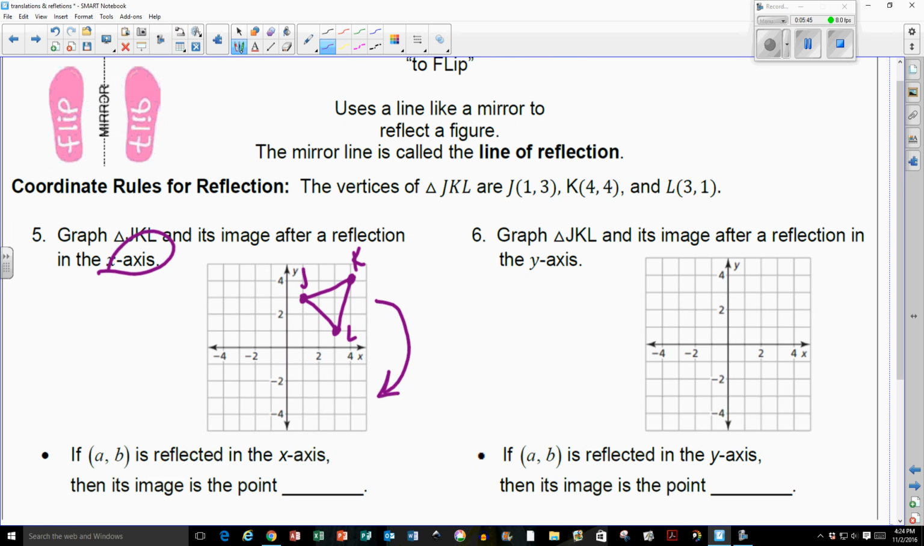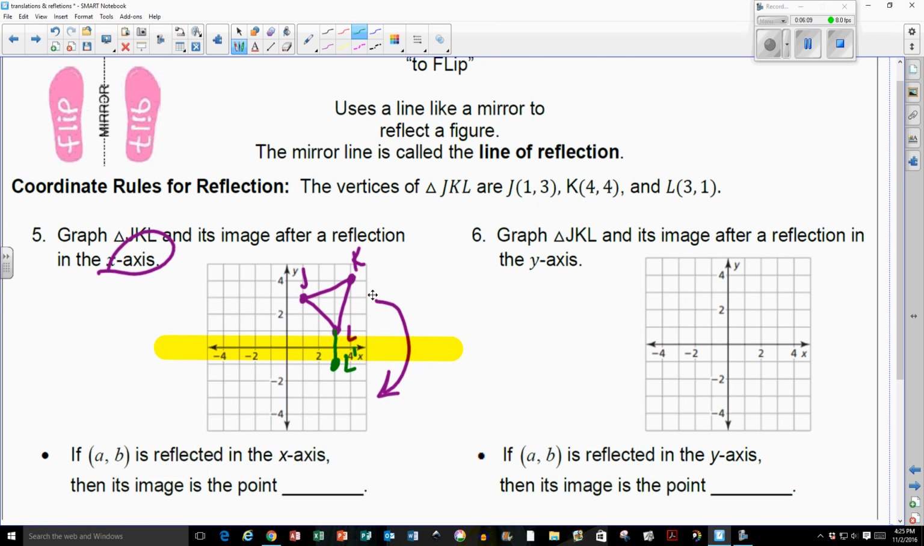So if we were to highlight, let's do a highlighter. So we're going to reflect over this axis here. All right, so let's go back. Since I am 1 unit away, I need to remain 1 unit away because that's the whole goal. So that would be L prime.